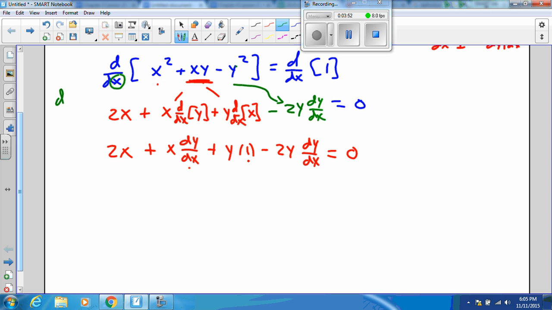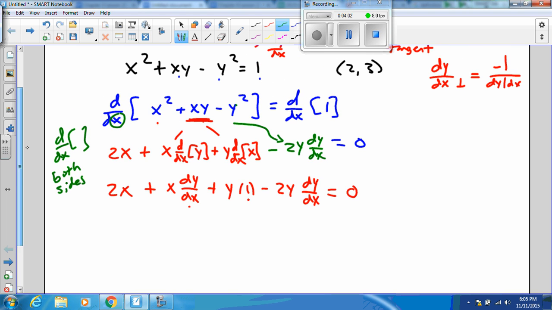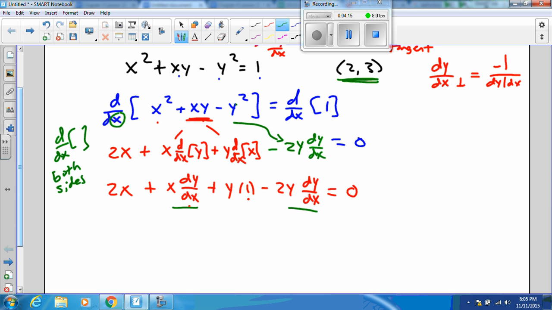So, in terms of our steps, we've managed to take the derivative of both sides. And now what we're looking for is the value of dy/dx at the point (2, 3). There are two ways we could go about it. We could solve for dy/dx algebraically and then plug in the (2, 3). Or at this stage, we could plug in the (2, 3) and solve for dy/dx. I greatly prefer the latter.